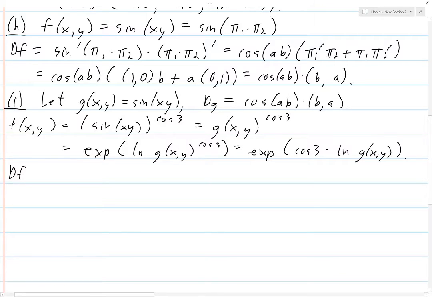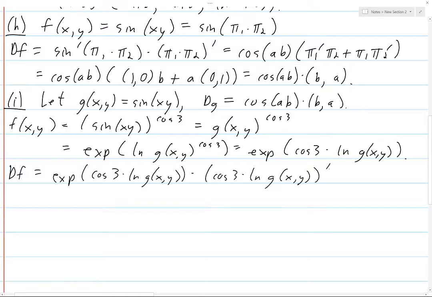And so what we can do is we can go ahead and evaluate the derivative of f. Of course, on the outside, because we've got an exponential function, when we take the derivative of the exponential, nothing changes. So we're going to keep this here. And then we have to multiply by the derivative of the stuff on the inside. So derivative of cosine 3 times natural log of g(x, y).